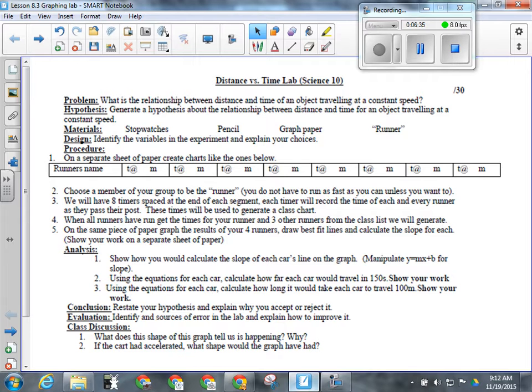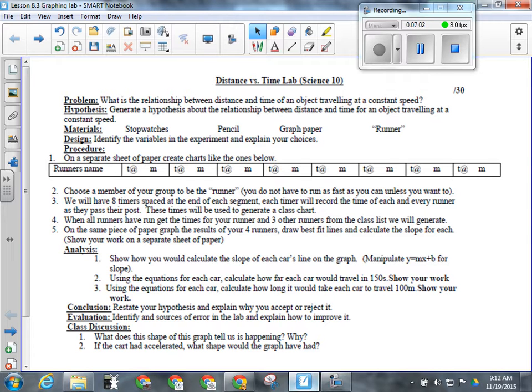When we found the slope, it came out to, no, that was for the circumference and diameter one. If I divide meters by seconds, I get meters per second, which is the average velocity or average speed of the object. So we're just going to be confirming that that actually works. Our problem is, what's the relationship between distance and time of an object traveling at a constant speed?